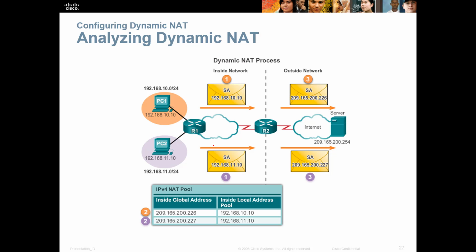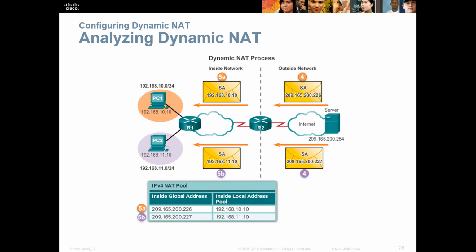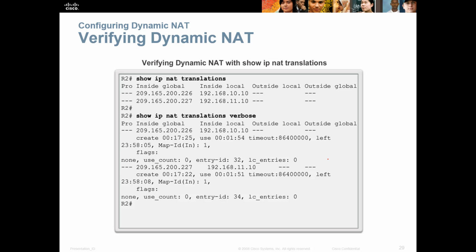Analyzing dynamic NAT: if it's all dynamic, it's first come, first served. As these sessions are active, they'll just be cycling through this pool of addresses. Then when they return, they'll come back to the NAT router and be translated back into their internal network address, because during this active session these will be mapped so they'll be equal. Once a session is terminated, these addresses go back into the pool for the next person able to use them.